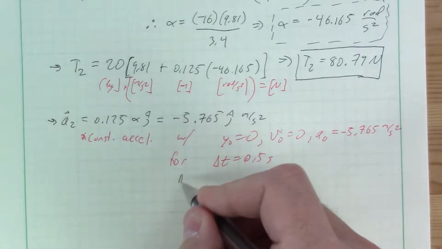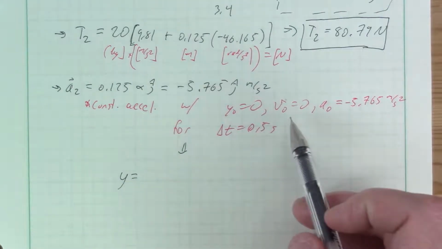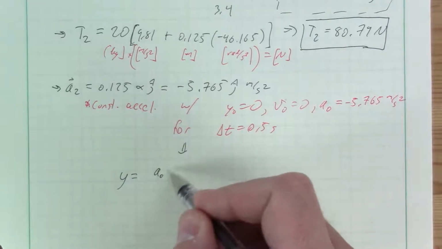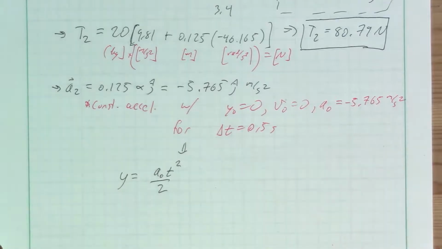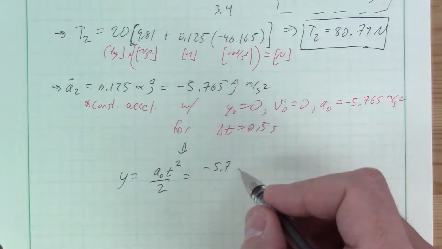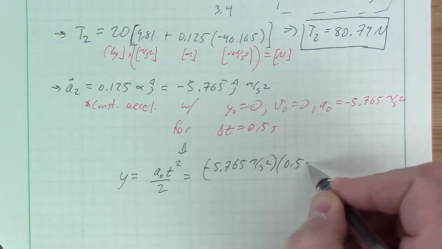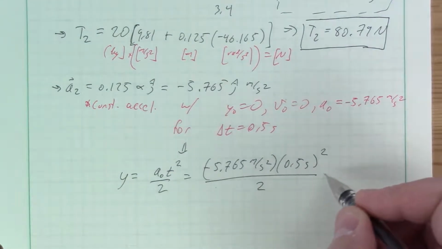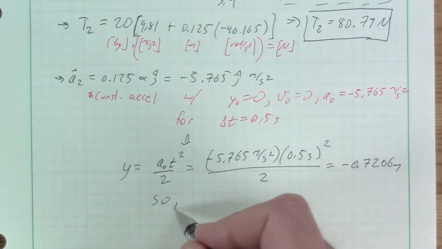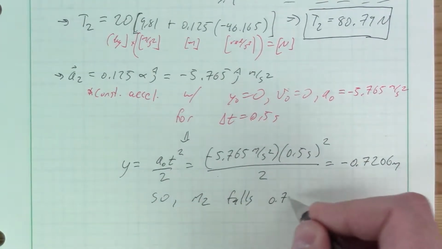That is just kinematics, actually one of our easiest ones, right? So the final y position is the initial y position, well, that's 0, plus there's a term v naught times a change in time, well, that's just 0. So the only term that's non-zero in our kinematic relationship is this one, a naught t squared over 2. Plug these in: minus 5.765 meters per second squared, times half a second squared, over 2, and we find minus 0.7206 meters. So our second mass, mass 2, falls 0.72 meters.